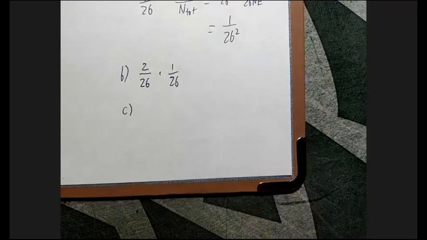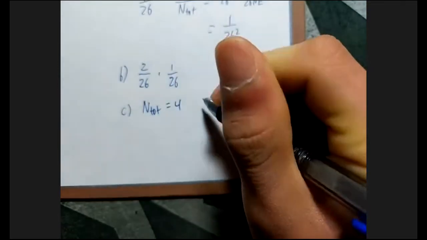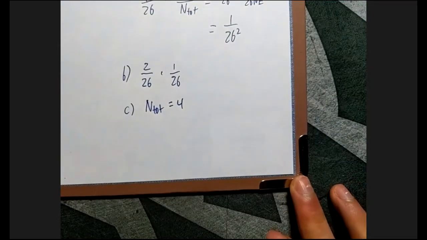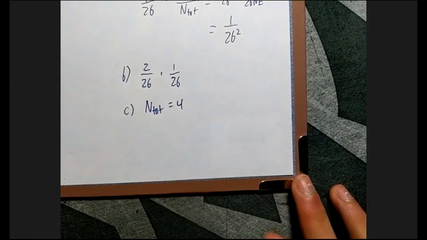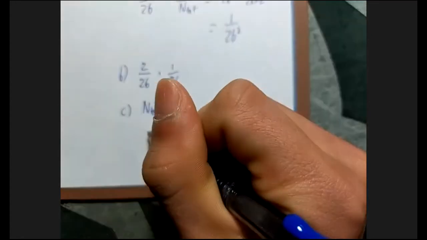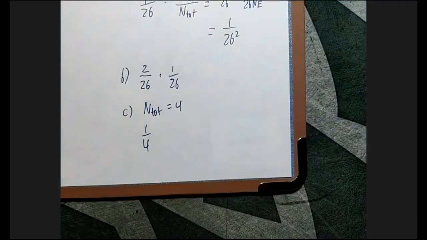For part C, now you only have 4 tiles. So N total will only be 4 now, which is not much greater than 1. And for your first choice, this is also ordered where you have to pick B then C. So your first choice, you have to get B. So you have a 1 out of 4 chance.